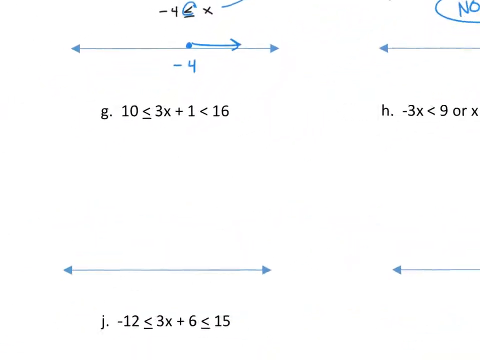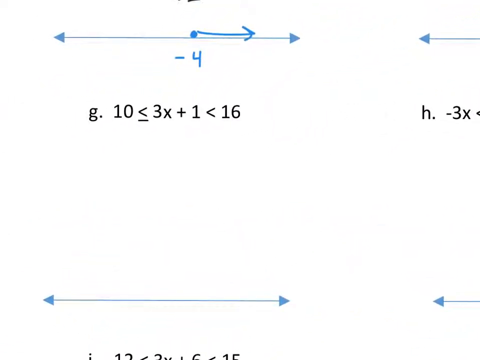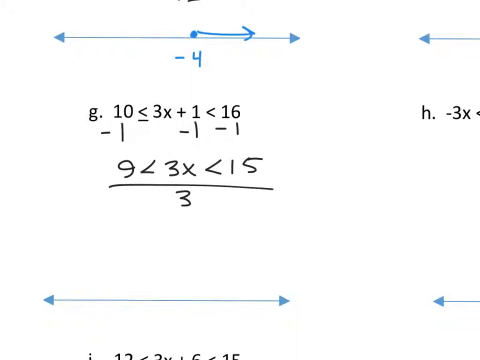And then G, this is a compound inequality. This is an and right here. So I'm going to look in the middle and solve for x. So I'm going to subtract 1 from all three parts. So I have 9 is less than 3x is less than 15. Then I'm going to divide everything through by 3. So 3 is less than x is less than 5. So I put open circles at 3 and 5, and I shade between.